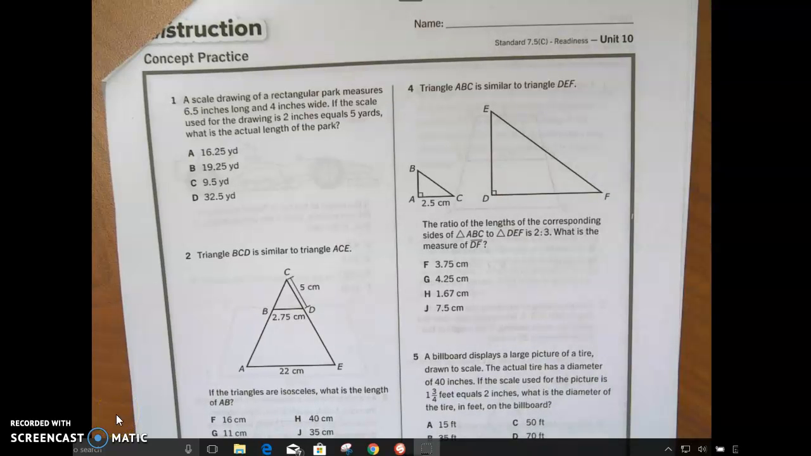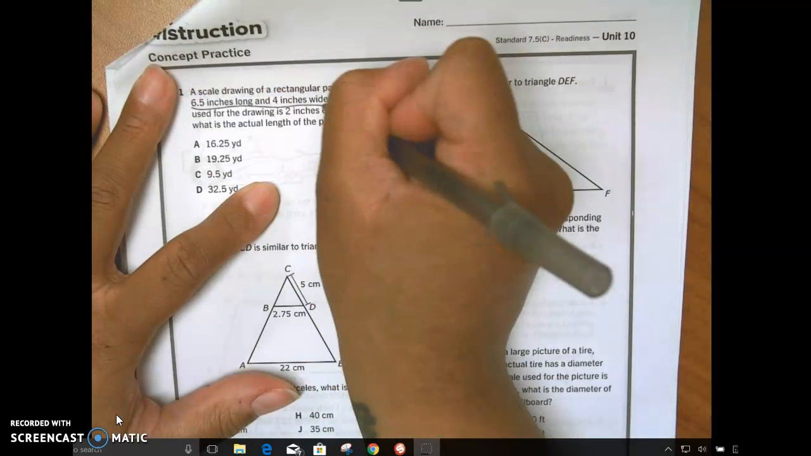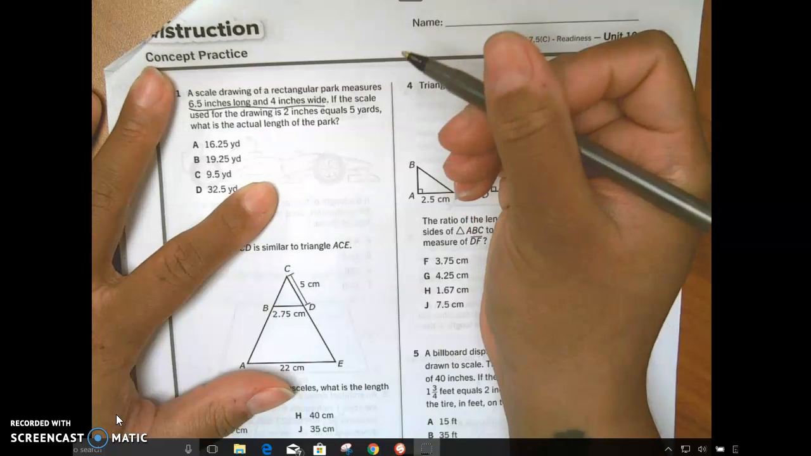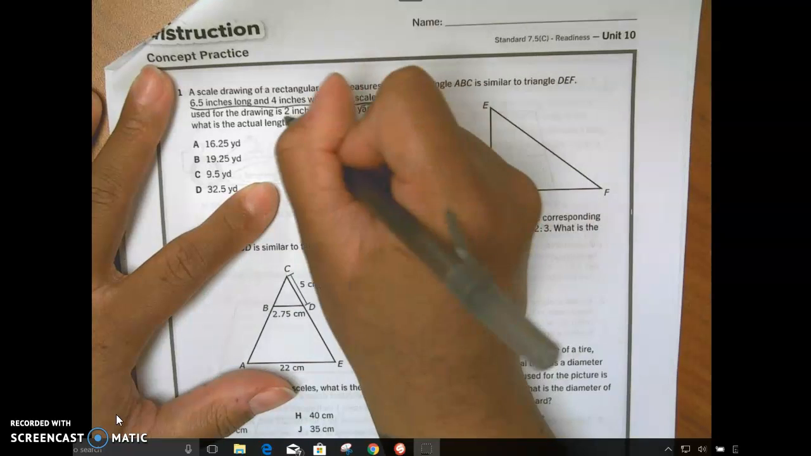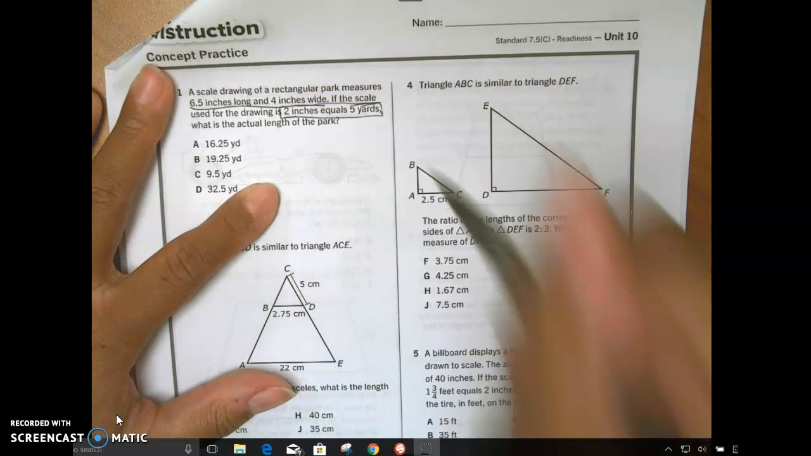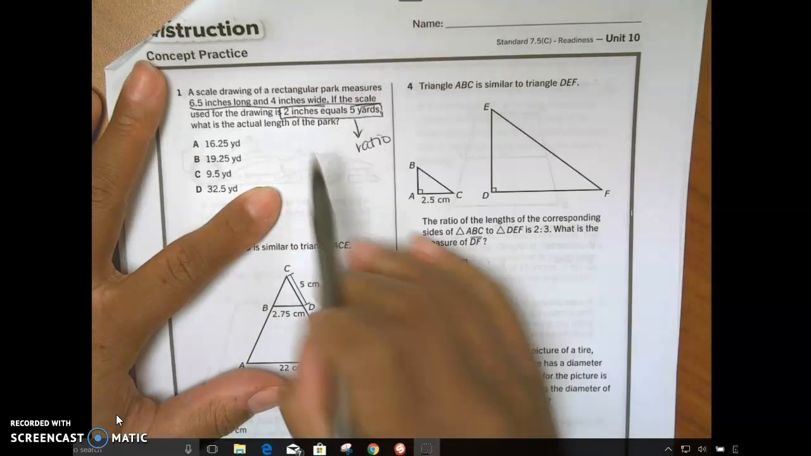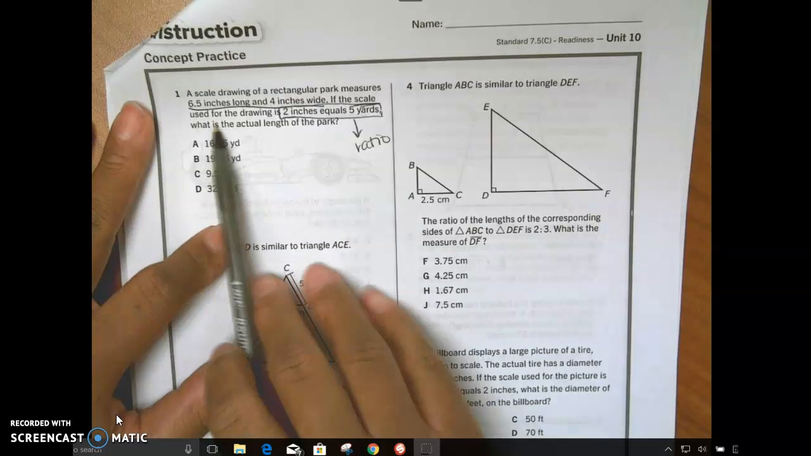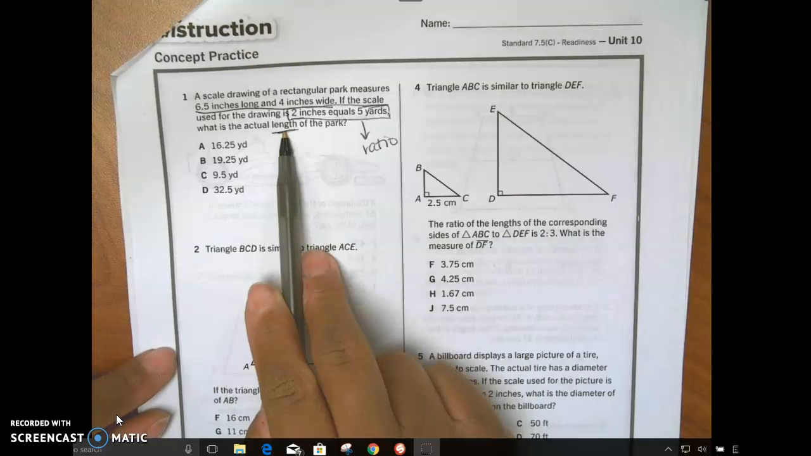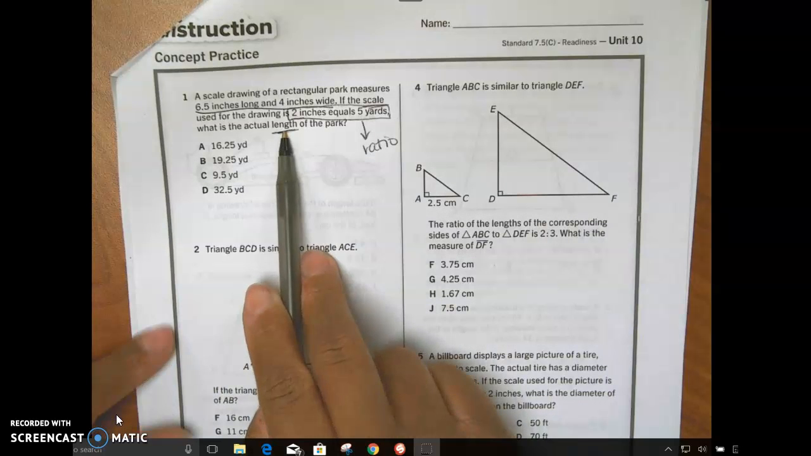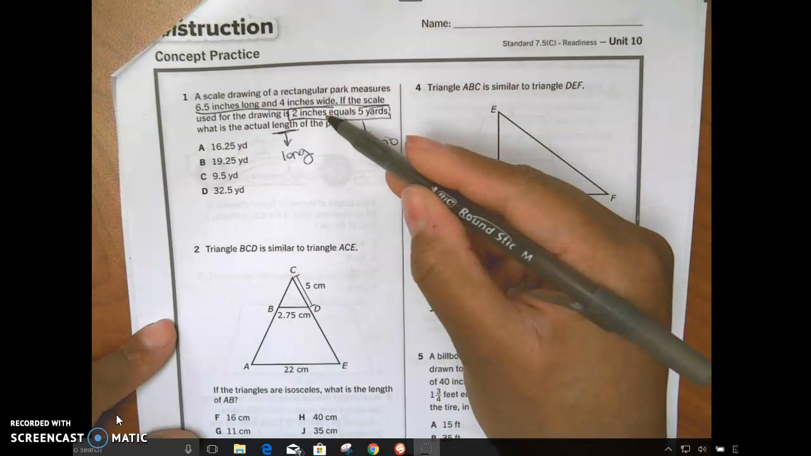A scale drawing of a rectangular part measures 6.5 inches long and 4 inches wide. If the scale used for the drawing is 2 inches equals 5 yards, now it's time for the ratio, because it tells me it equals that. What is the actual length of the part? What side do I need? Length, which is the long side. What's my ratio?